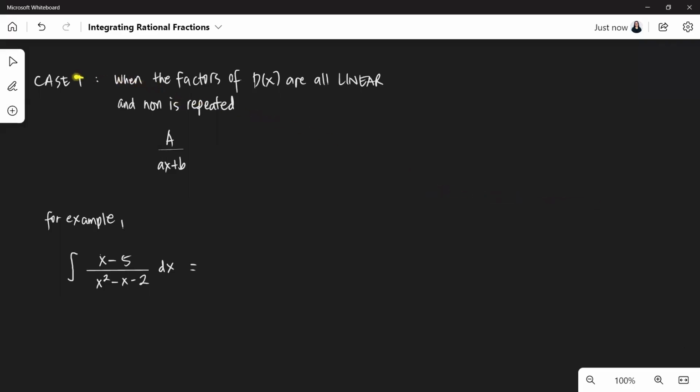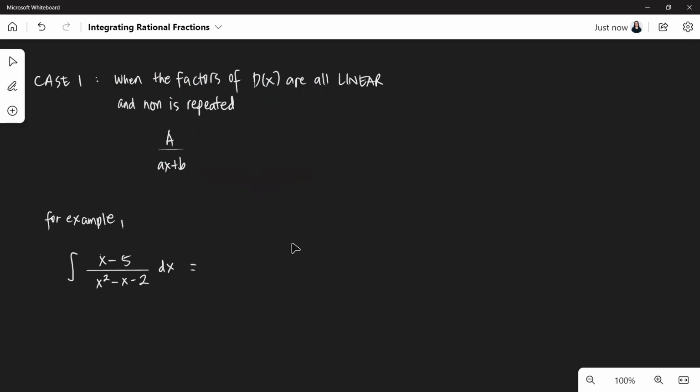So this is case one of integrating rational fractions, when the factors of the denominator D of x are all linear and none is repeated. When you say linear, it's in the form ax plus b. The partial fraction is written as A over ax plus b, where A is a constant that needs to be determined, and ax plus b is the linear factor.